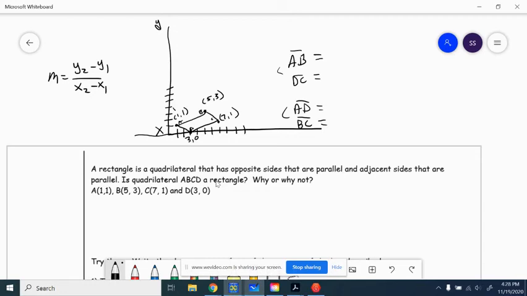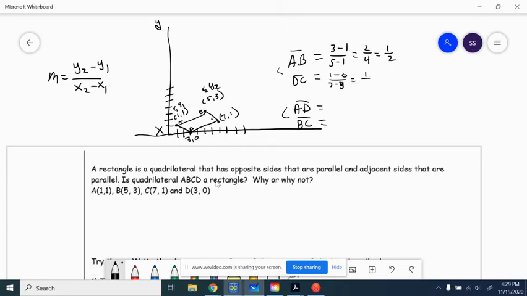And so we can label these points out: x1, y1, x2, y2. And we just plug them into the formula. So it's going to be 3 minus 1 over 5 minus 1. We can go ahead and solve here. 3 minus 1 is 2. 5 minus 1 is 4. And so 2 over 4 reduces down to 1/2. And then we can do the same thing for DC. So DC, that's going to be 1 minus 0 over 7 minus 3.